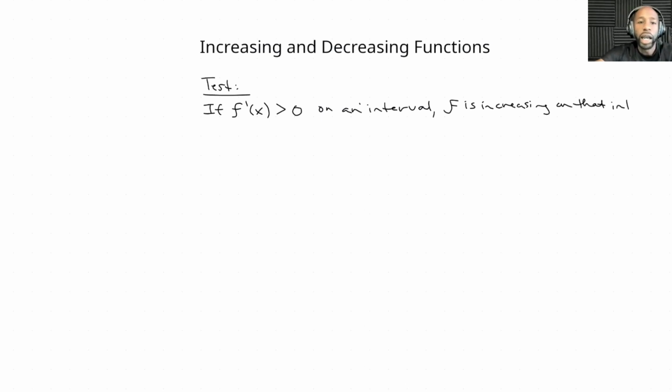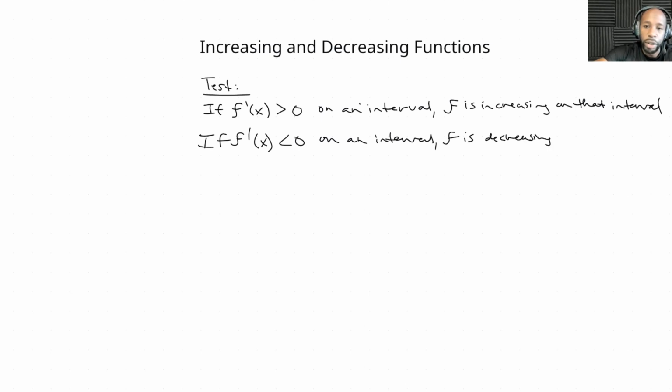Now, if f prime of x is less than zero on an interval, the function is decreasing on that interval. Okay. So this is a test with which you can use the first derivative to determine if a function is increasing or decreasing. Now I'm going to go through the proof of this, and it's a pretty simple proof, and it makes a lot of sense.